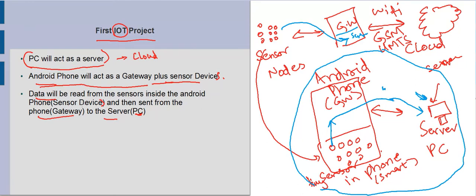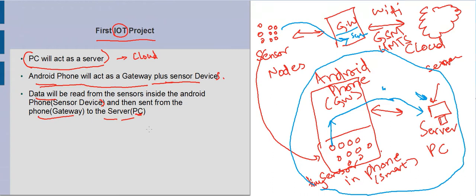So these sensors are also the sensor devices inside the Android phone. Data will be read from them, and it's going to be sent from the gateway, which is again the same Android phone which has the sensors. So it is going to be sent from the Android phone to the server PC, which is our cloud as well. We can call it cloud, we can call it server, it does not actually matter. So this is going to be our first Android IoT project that we are going to implement, and I hope you will understand this.